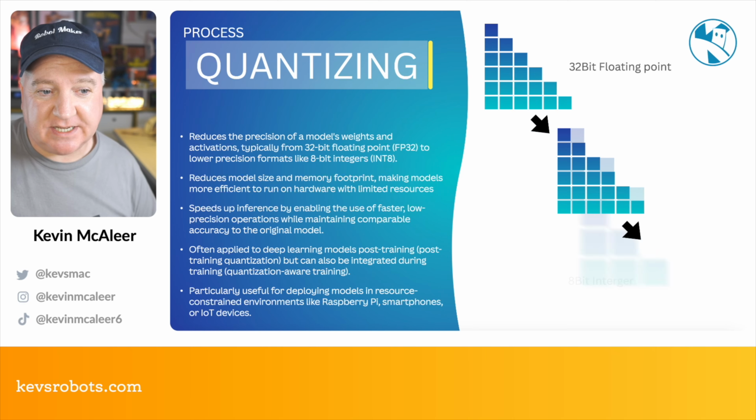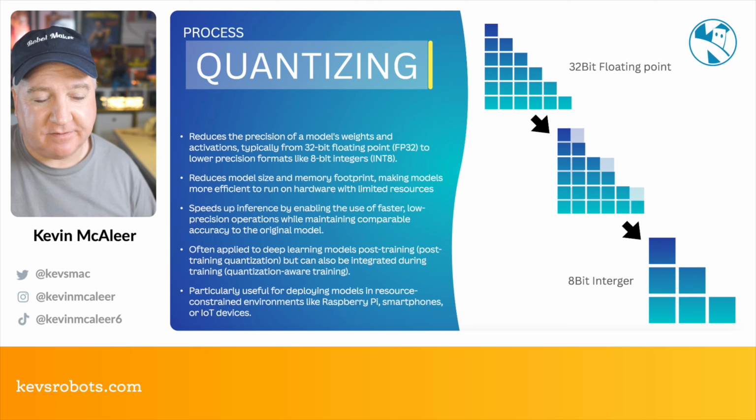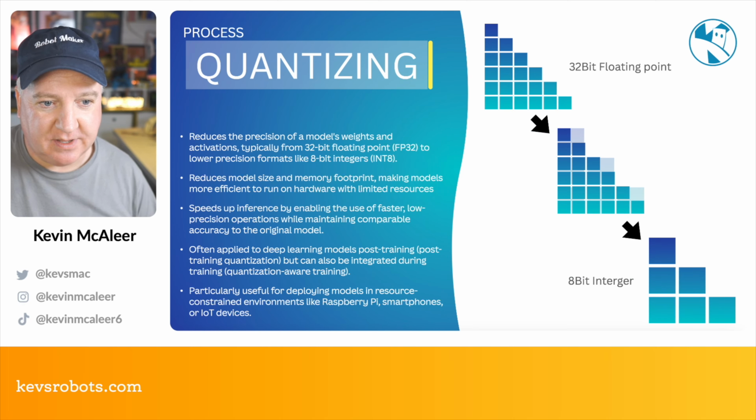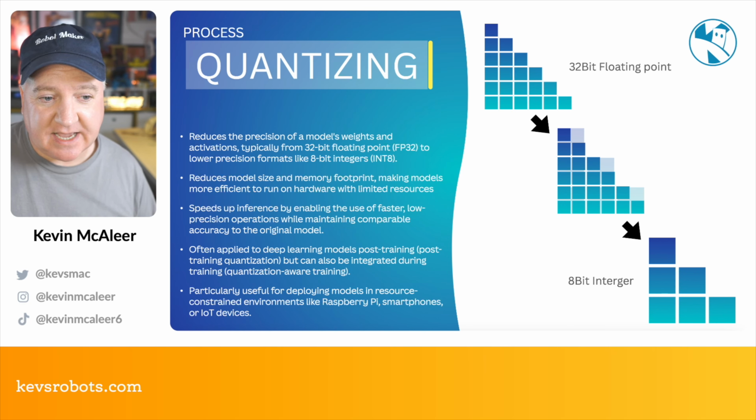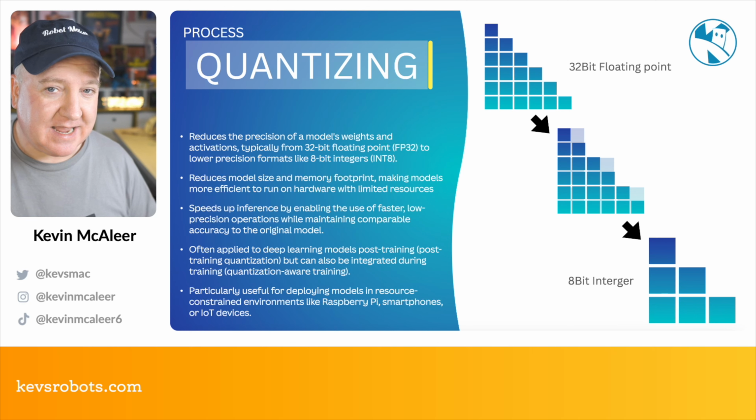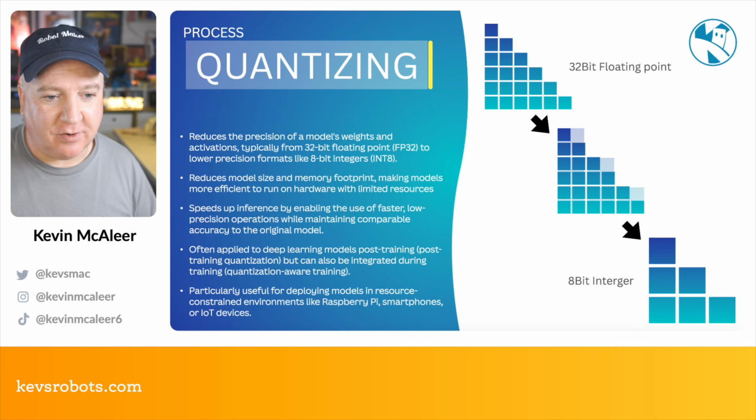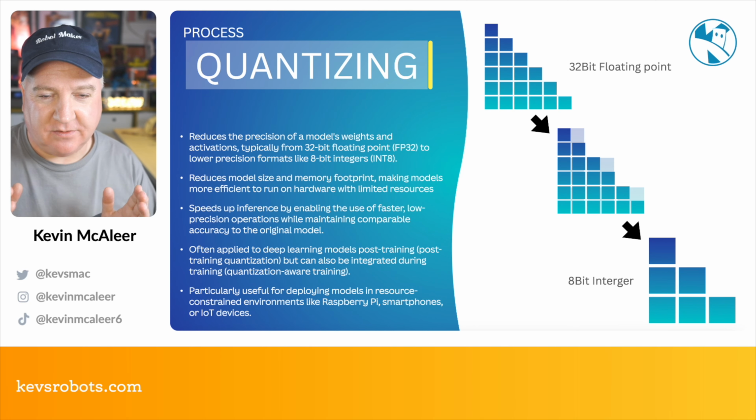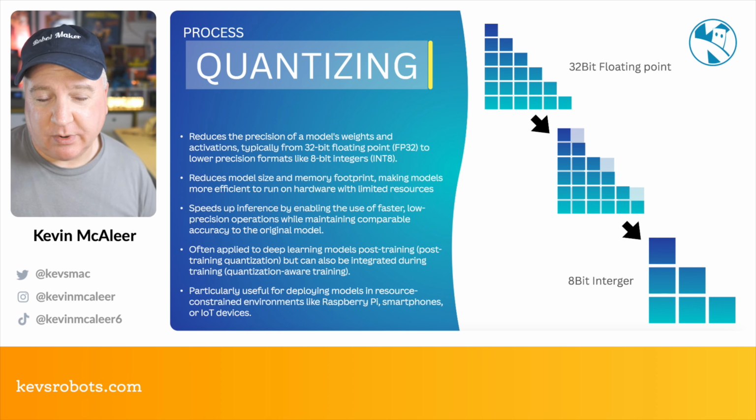So yeah, it reduces the precision of the model's weights, typically from 32-bit floating point to 8-bit, reducing the size and the memory footprint, which is really important when we're looking at things like that AI camera, which has only got a couple of meg of onboard RAM. So it means that the model can fit entirely in the memory, and it also means that it runs more efficiently on hardware with limited resources.